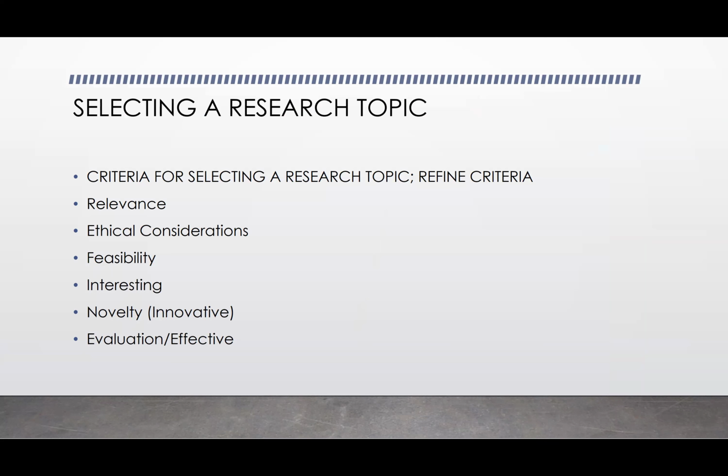Selecting a research topic. The criteria for selecting a research topic is the refined criteria. Refined criteria is according to R is relevance, E is ethical consideration, F is feasibility, I is interesting, N is novelty, and E is evaluation and effectiveness.